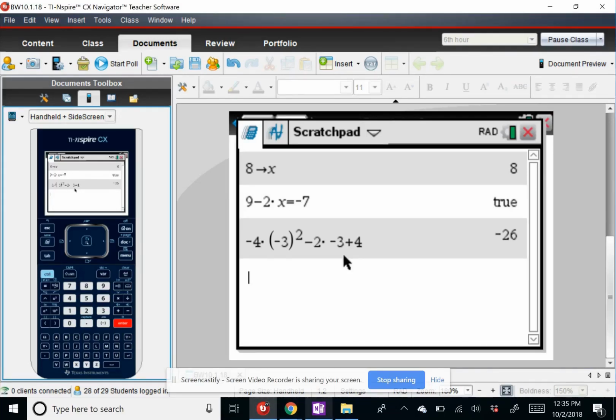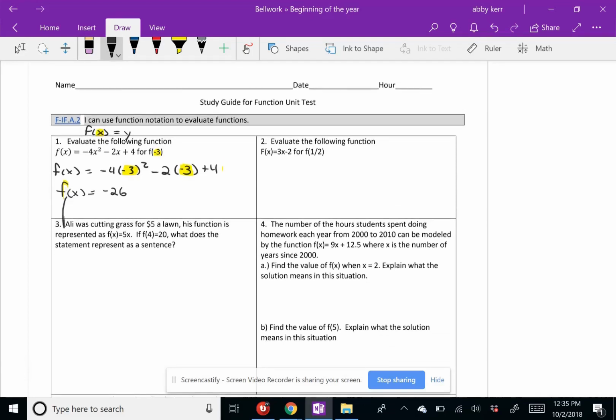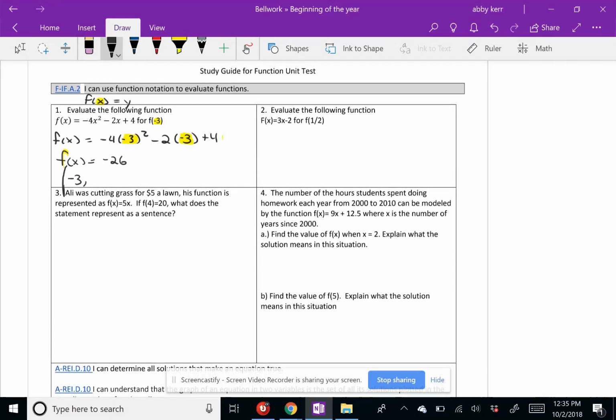So then you are going to get an answer of -26. So if you wrote that as an ordered pair, it would be -3 comma -26. Or sometimes you'll see the shorthand of it, f of -3 equals -26.